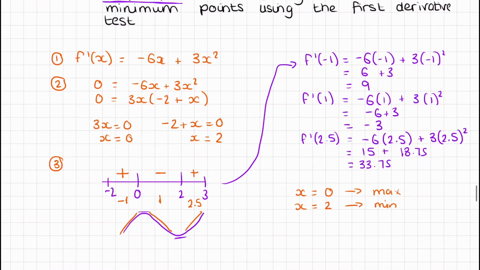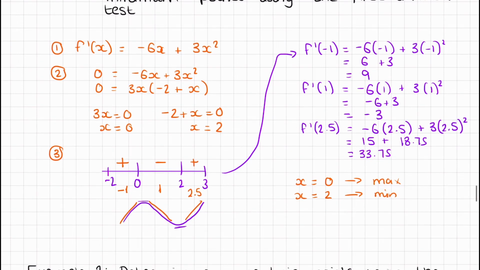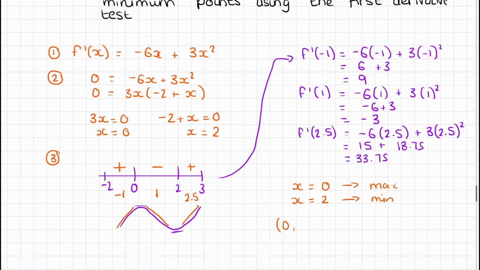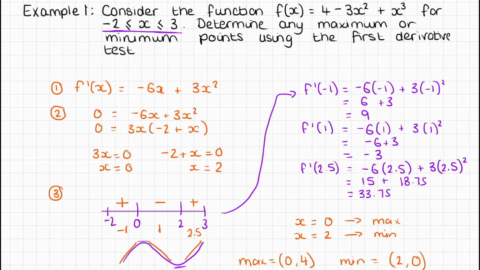Now the question does ask us for the maximum and minimum points, which means we do need the coordinates. So from there we can just sub 0 and 2 back into our original equation to find out the y coordinates. And when we do that, we'll get that when x is 0, the y is 4. And then when x is 2, at the minimum, the y would be 0. And that's the points of our maximum and minimum.